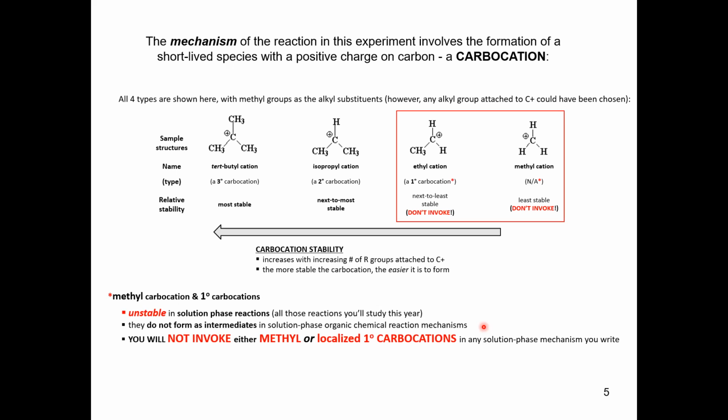And you should avoid proposing formation of methyl and primary carbocations as mechanistic intermediates in any of the reaction mechanisms you're asked to propose. In general, if a reaction can follow any other mechanistic pathway that avoids formation of a methyl or primary carbocation in favor of a mechanistic pathway involving formation of a secondary or tertiary carbocation, it will certainly follow the latter pathway.